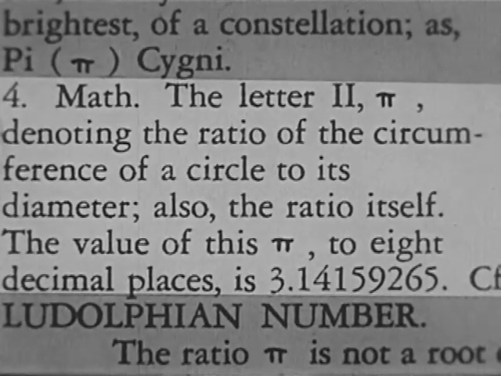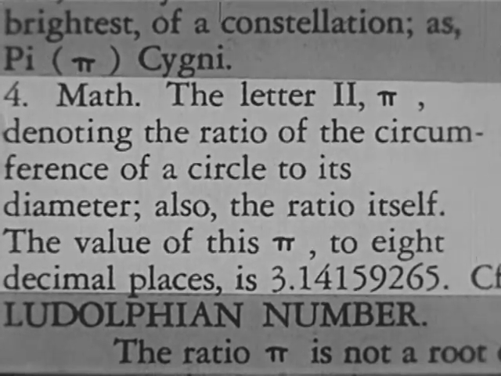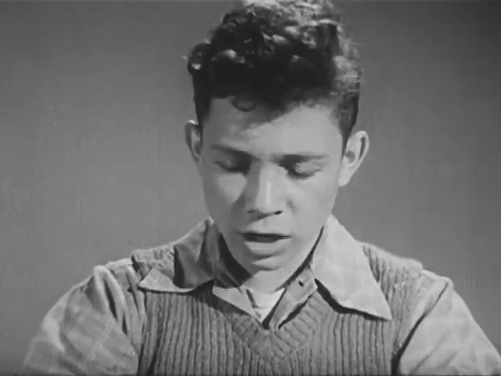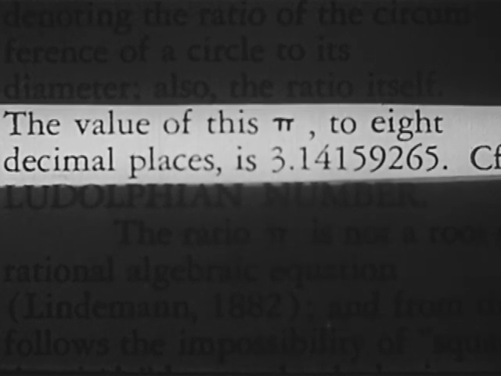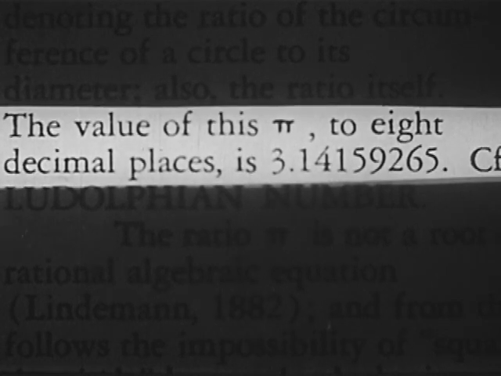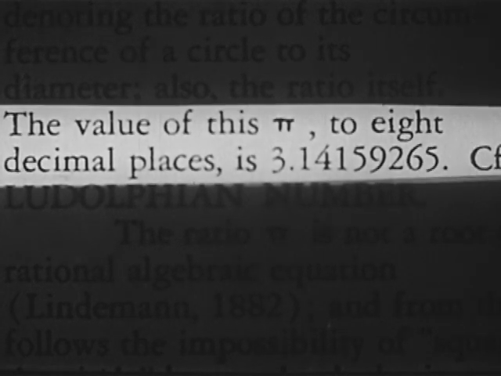Pi. Mathematical. The letter pi denoting the ratio of the circumference of a circle to the diameter. I'll bet I've read that a dozen times before and didn't know what it meant. The ratio of the circumference to the diameter. The value of this pi to 8 decimal places is 3.14159265. Wow.